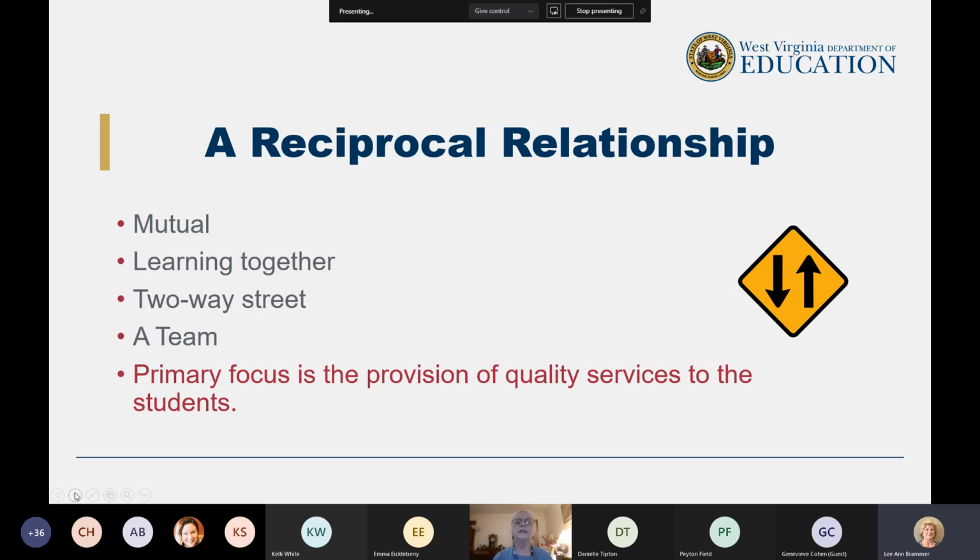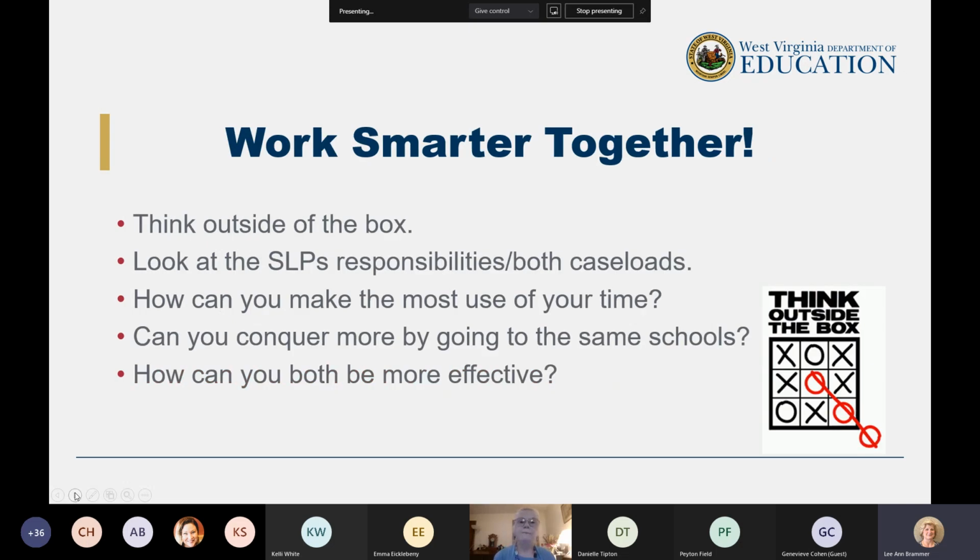So on the next slide, it's a reciprocal relationship. You're a team, it's mutual, it's a two-way street, and just remember that. But the main thing I hope that you remember is that the primary focus needs to be the provision of quality services to the students. I know some of you have been working together for years. It's kind of awkward, you know, having that supervisor assistant relationship, but yet if we focus on the quality of services and how we can best serve those students, then I think that takes away that personal issue and you're focusing on the student. So on the next slide, we have some thoughts.